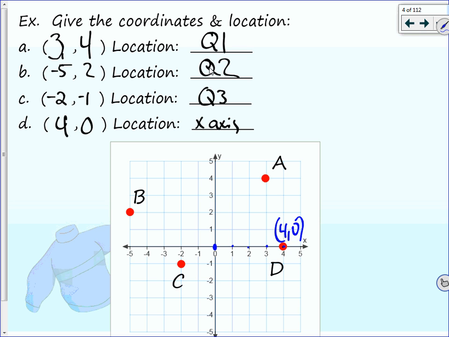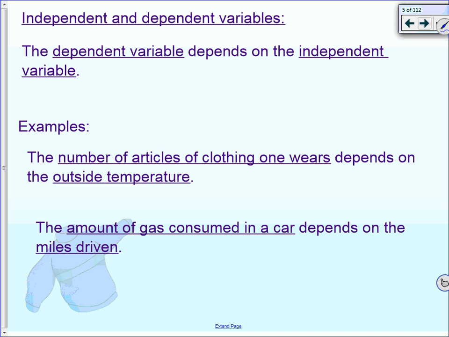Questions on that? So the dependent and independent variable is something that is difficult for people of all ages, really. It's a tricky concept. It's covered in the sciences as well as math.